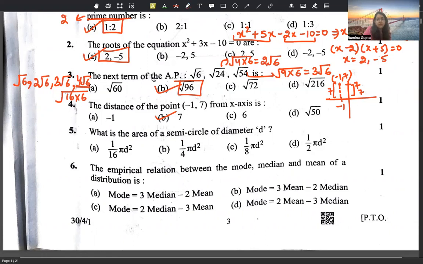Great. Now more easy, what is the area of a semicircle? We have to find the area of a semicircle. As you all know, a semicircle is somehow like this. So what is the formula that you have? The formula is 1/2 pi r square.